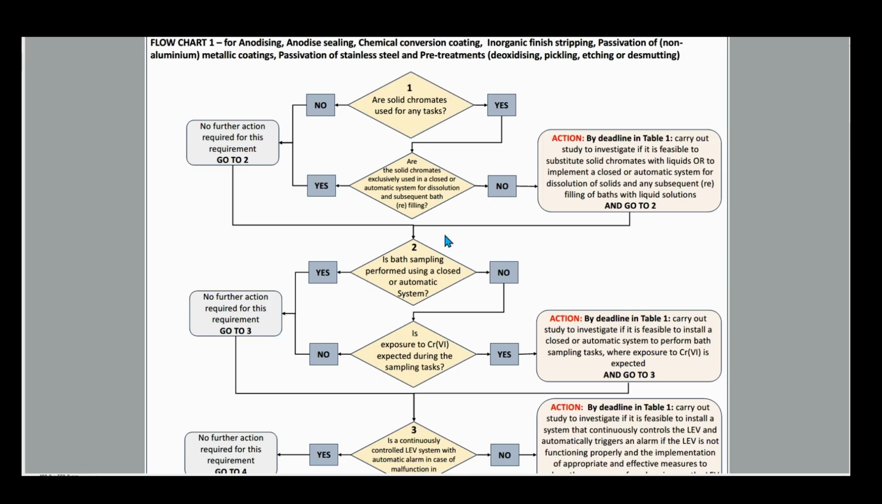If bath sampling is performed using a closed or automatic system, then no further action needs to be taken on this measure. If this is not the case, you should assess whether hexavalent chromium exposure is expected during sampling. If no exposure is to be expected, you can move forward to measure 3. If exposure is expected, you must carry out a feasibility study in which you elaborate if it is feasible to install a closed or automatic system to perform bath sampling tasks and go to the next measure.